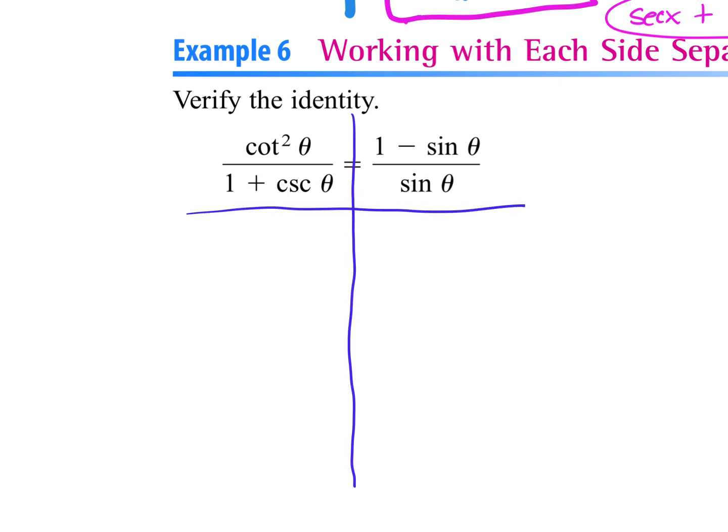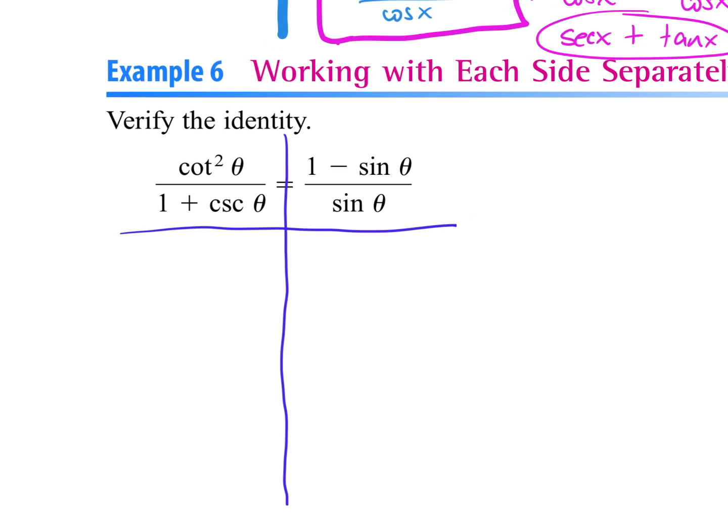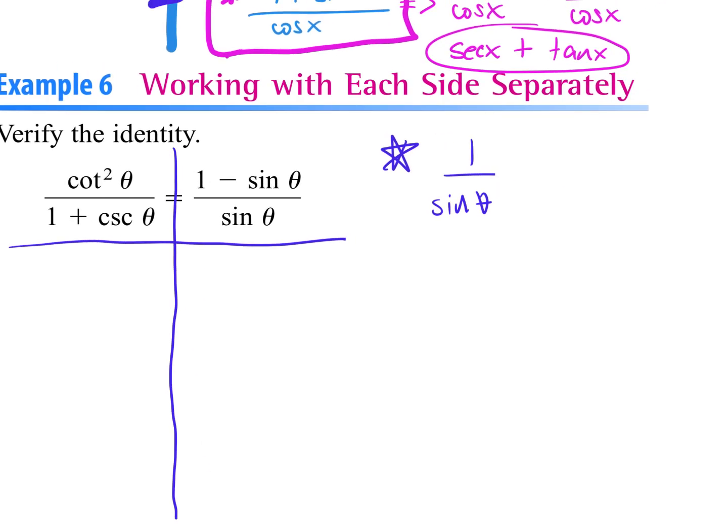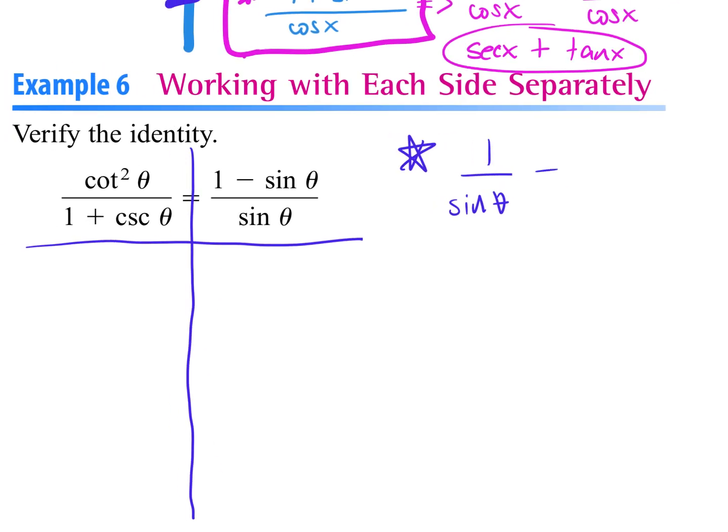Let's just talk about this problem. First of all, which side looks a little more difficult? The left, agreed, because you have a plus sign in the denominator. Well, we'll talk about that in a second. With what we just did, I want you guys to get in your minds that you can do stuff like this. How could I break up this right-hand side? What's another way I could break that up into two different fractions? One over sine, good. And then minus sine over sine.